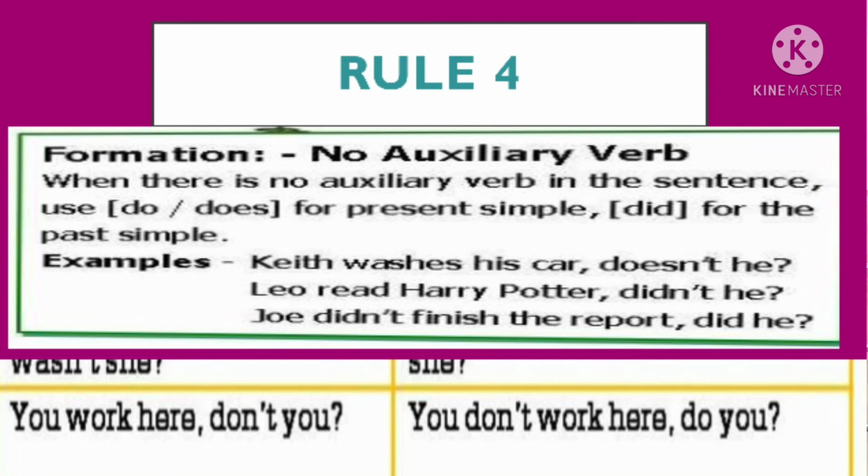Leo read Harry Potter. Didn't he? Leo read Harry Potter is in simple past tense, so I have used didn't he. It is a positive statement, so I have used a negative question tag. Next, Joe didn't finish the report. It is a negative sentence with didn't, so I have used did he. You work here, don't you? Here again it is simple present tense, so I have used don't you.